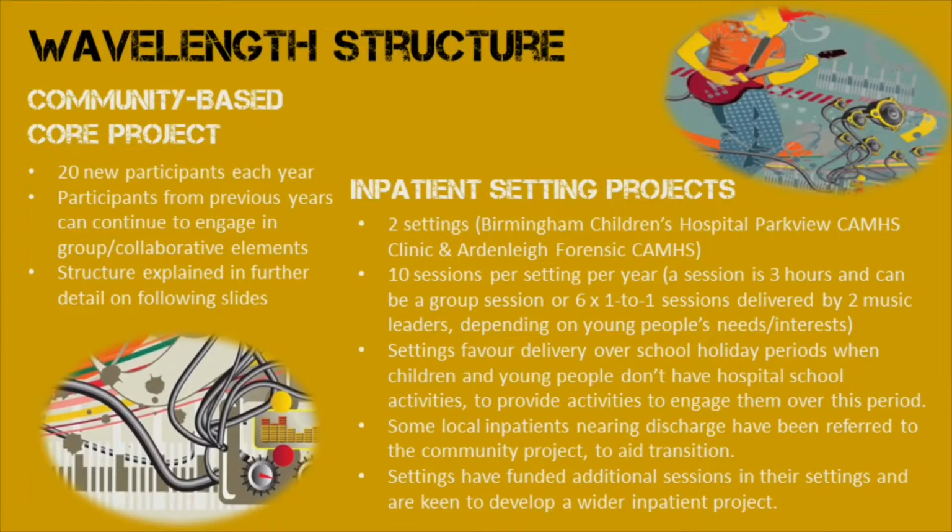So we're going to talk now a little bit more about the Wavelength project structure. It's probably an idea for you to think about the Wavelength project as having two elements. The first element is the main community-based element of the programme, and we call that the core project. For that element, we take on 20 new young participants per year onto the programme. But we can also have young participants benefiting from previous years, because those participants can still access the project group sessions and the collaborative elements of the project. So we're going to talk about the structure of the main community-based core projects in a moment.